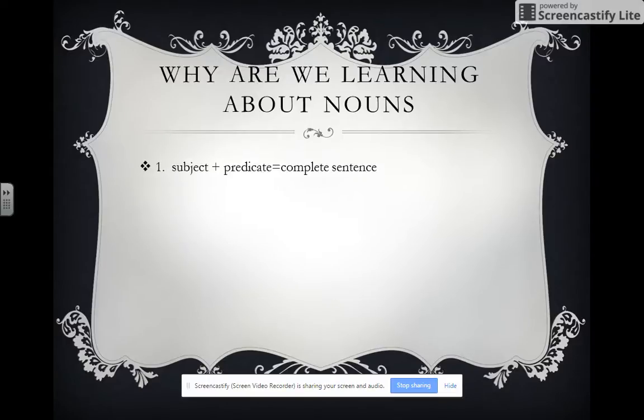We're learning about nouns for two reasons. The first reason is because in order to have a complete sentence, we need a subject and a predicate. And a subject can take the form of two types of speech. A subject can either be a noun or it can be a pronoun. So that's why we learn about nouns. Another reason we learn about nouns is because we want to improve our sentences by using specific nouns. And in order to think about that, we need to know what a noun is and be able to find a noun and be able to use nouns correctly.